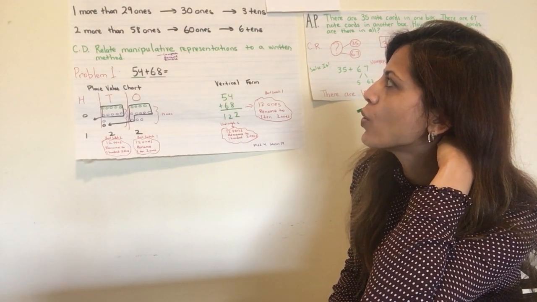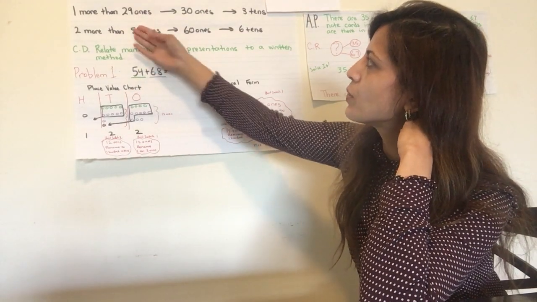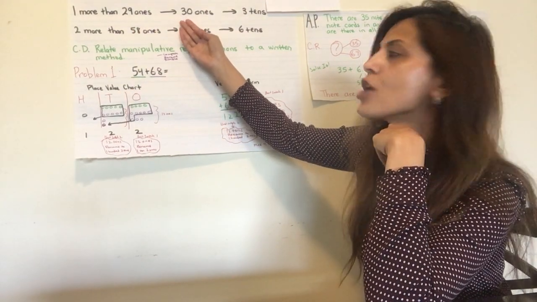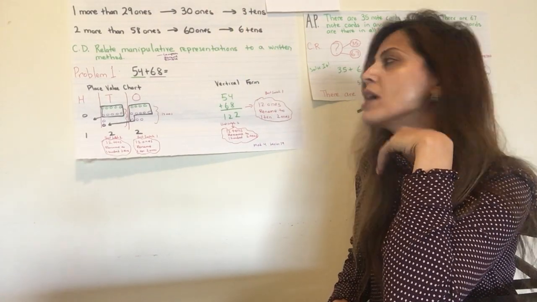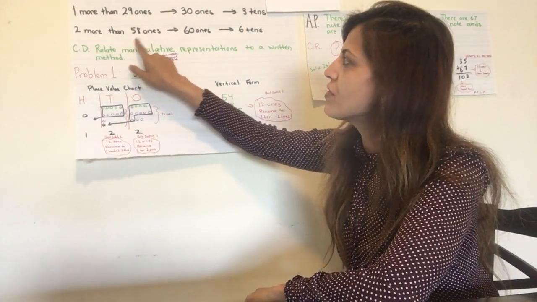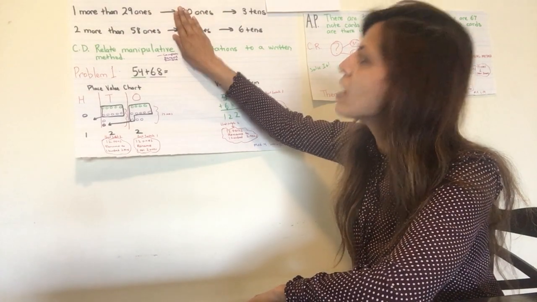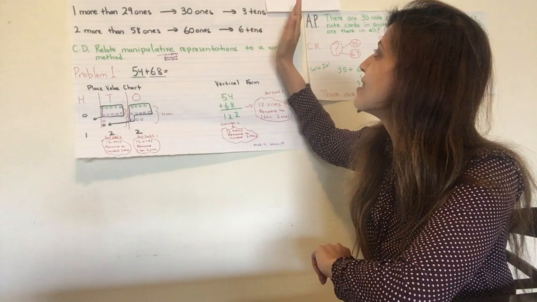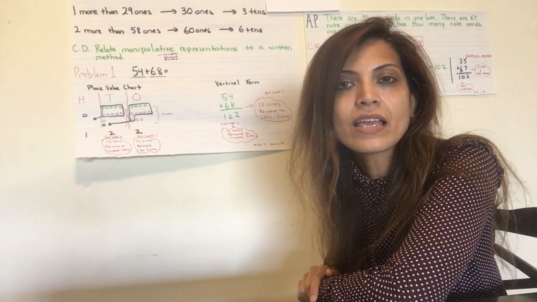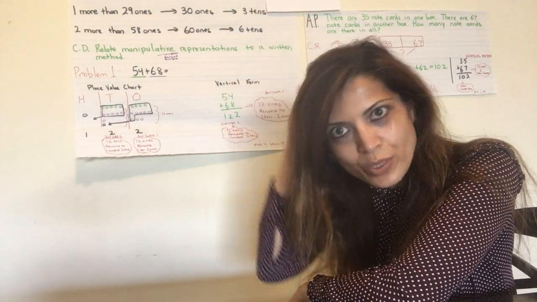So 1 more than 29 ones equals 30 ones. 30 ones equals 3 tens. Good job. Next one. 2 more than 58 ones equals 60 ones. 60 ones turns into 6 tens. Do you see that? Easy peasy lemon squeezy.